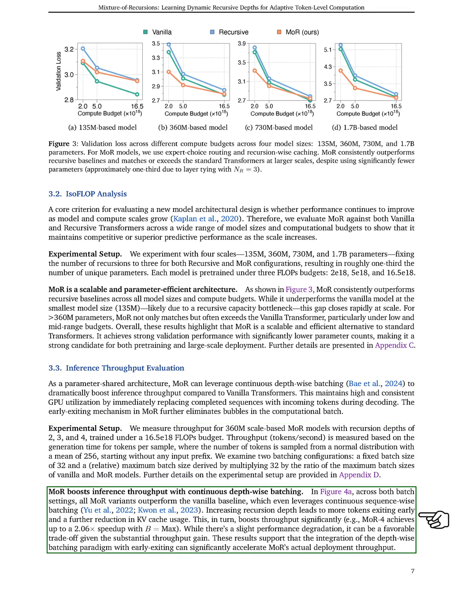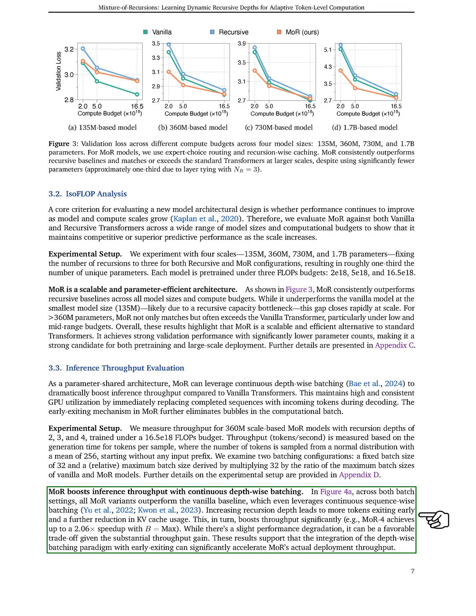Across both batching configurations, all Moore variants outperform the standard model, which also uses continuous sequence-wise batching. Increasing recursion depth leads to more tokens being processed early and reduces key-value cache usage, further enhancing throughput. For instance, Moore with a recursion depth of 4 achieves up to a 2.06 times speedup with maximum batch size. While there is a slight drop in performance, this trade-off is beneficial given the substantial increase in throughput.